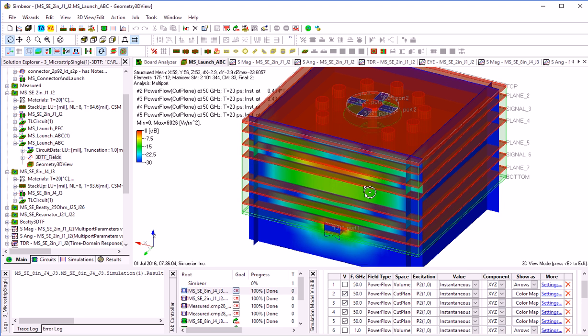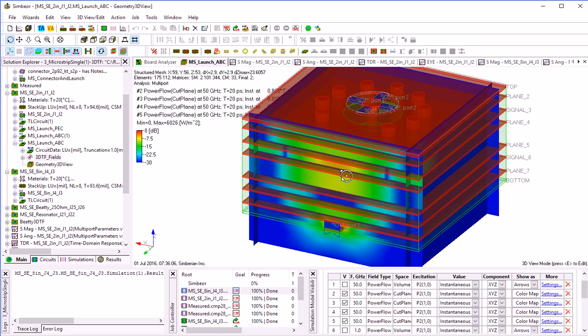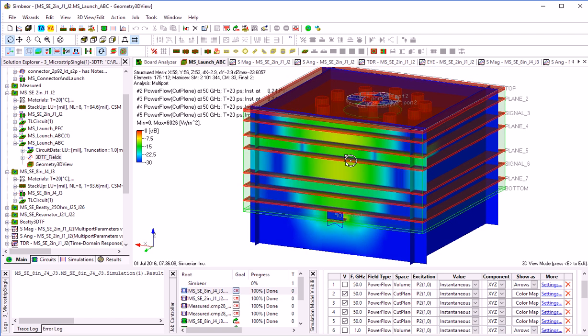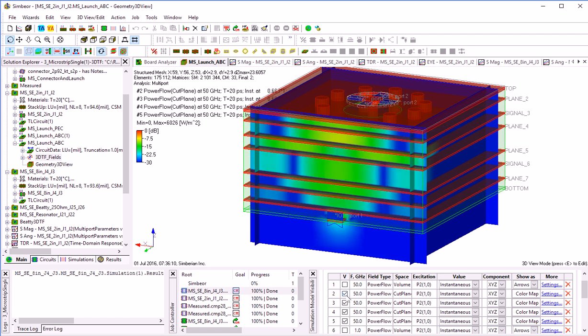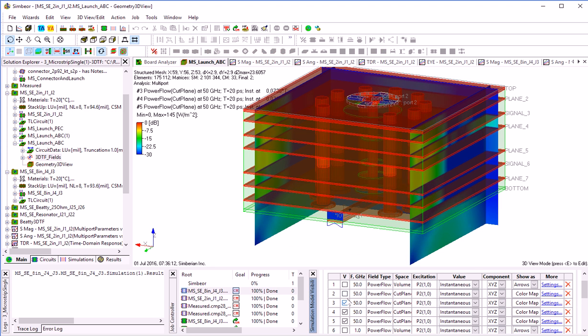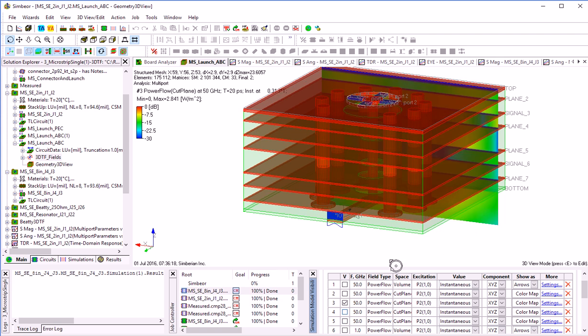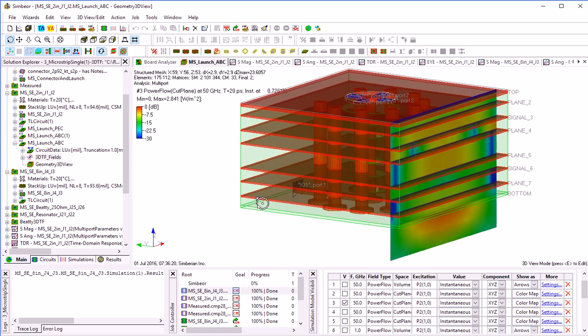So we can see most of the energy escapes through this area here in between those planes. The color is red. It does escape through the sides. And even on the other side, but we can see it on a very different scale, so the maximal value is much smaller here.